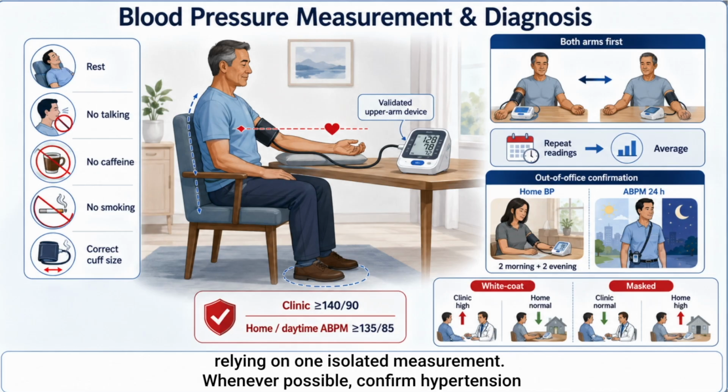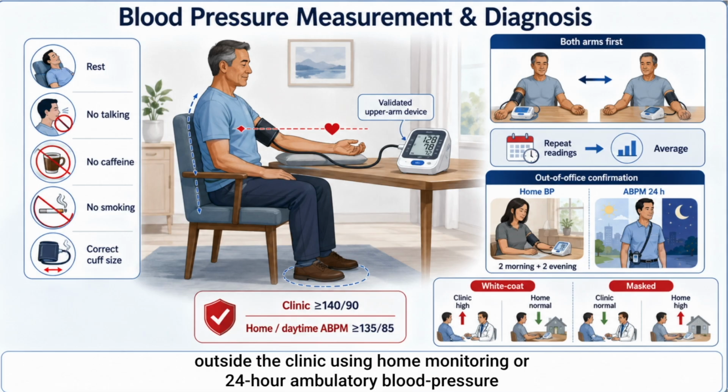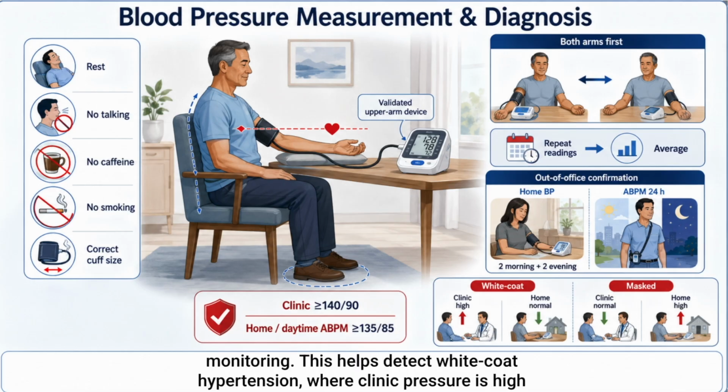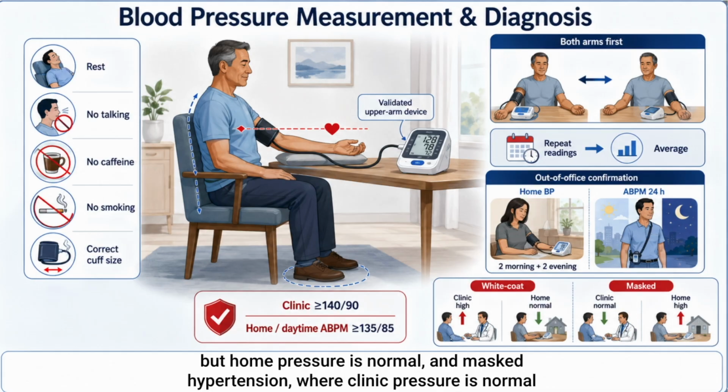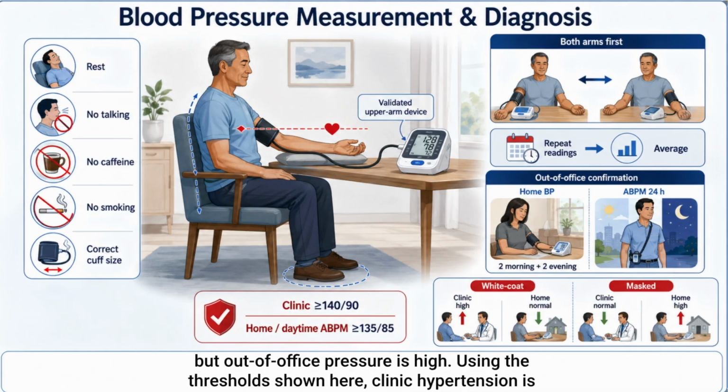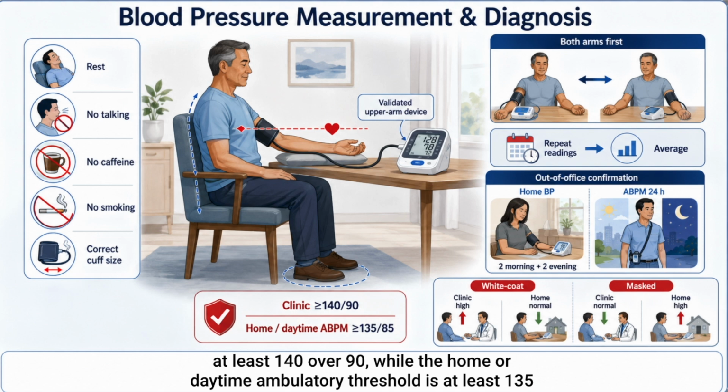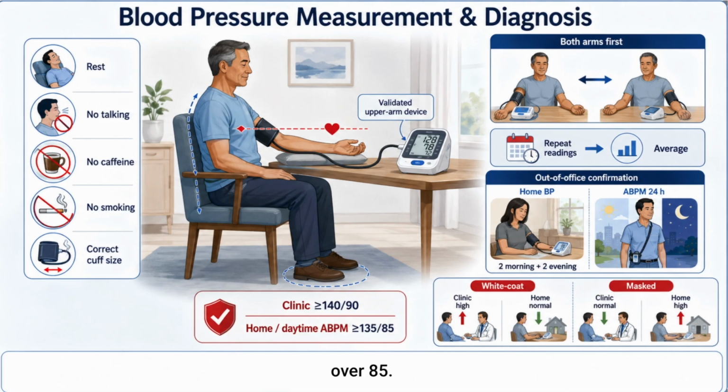Whenever possible, confirm hypertension outside the clinic using home monitoring or 24-hour ambulatory blood pressure monitoring. This helps detect white-coat hypertension, where clinic pressure is high but home pressure is normal, and masked hypertension, where clinic pressure is normal but out-of-office pressure is high. Using the thresholds shown here, clinic hypertension is at least 140/90, while the home or daytime ambulatory threshold is at least 135/85.